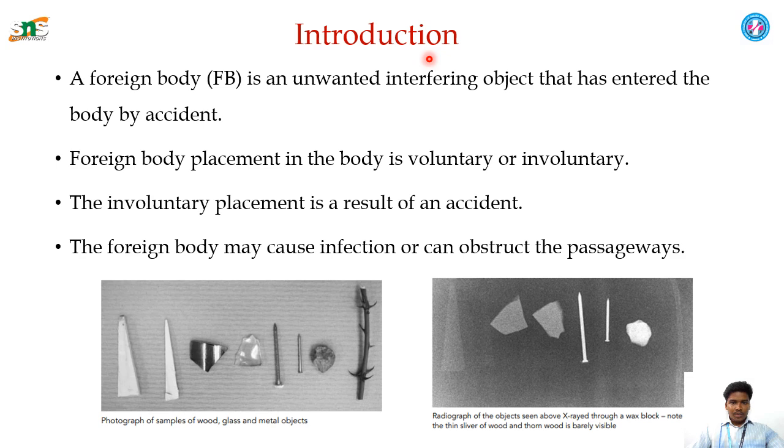Moving on to the introduction. A foreign body is an unwanted interfering object that entered the body by accident. The foreign body placement in the body is either voluntary or involuntary. The involuntary placement is a result of an accident. The foreign body may cause infection or can obstruct the passageways.